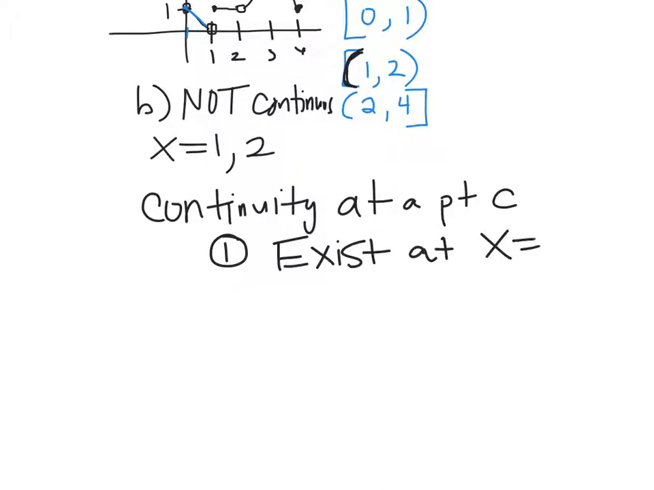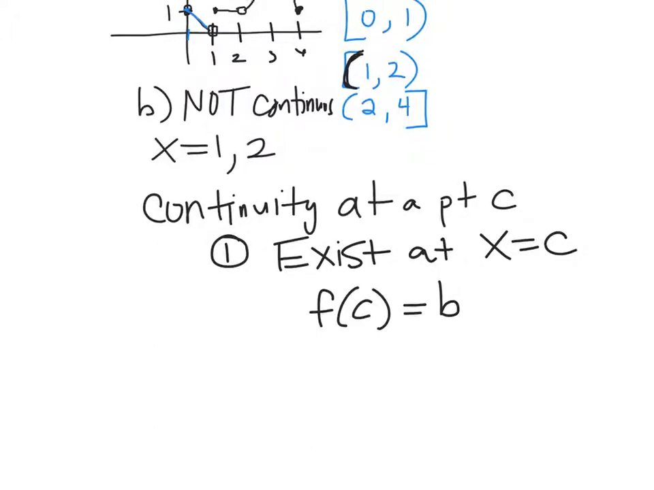That's kind of duh, right? In order to be continuous at a point, you have to actually have a point. So in other words, f of c has to equal some value b. It has to have a value. It can't just be a hole in the graph and nothing there.